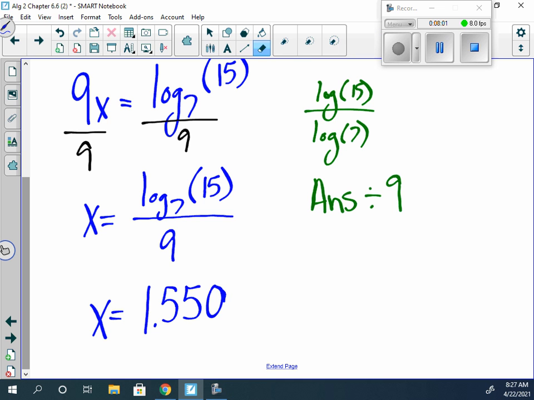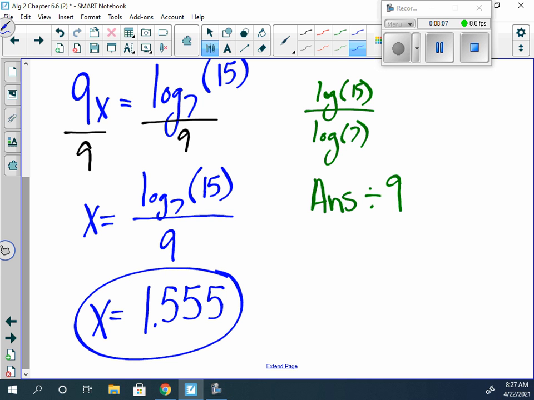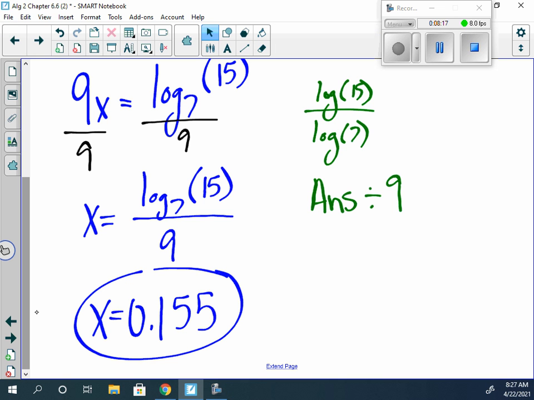Sorry, 0.155. So three 5s. Okay, 0.155. You're good. So 0.155. And that's it. That's all we have to do for this here.